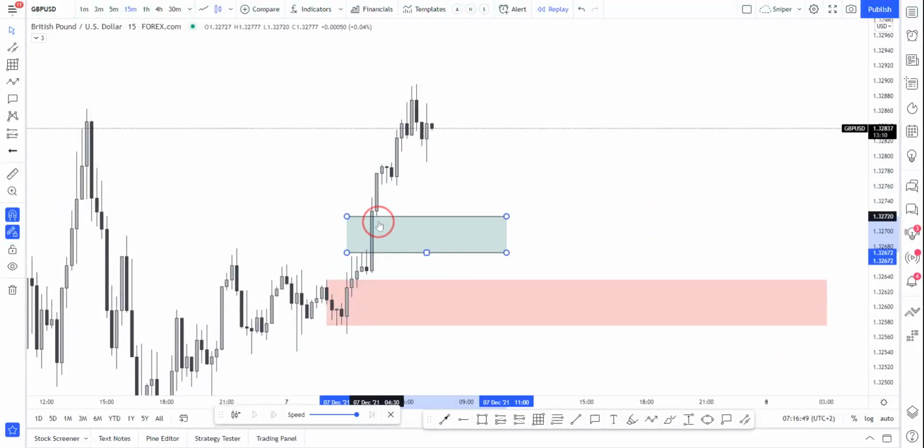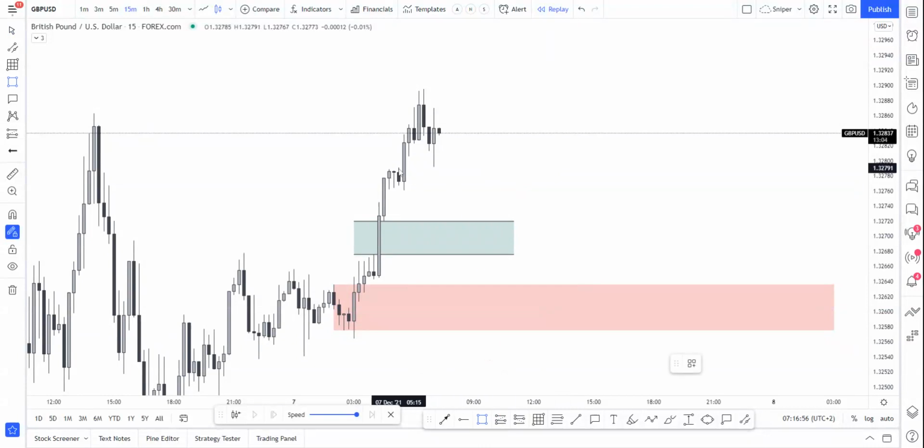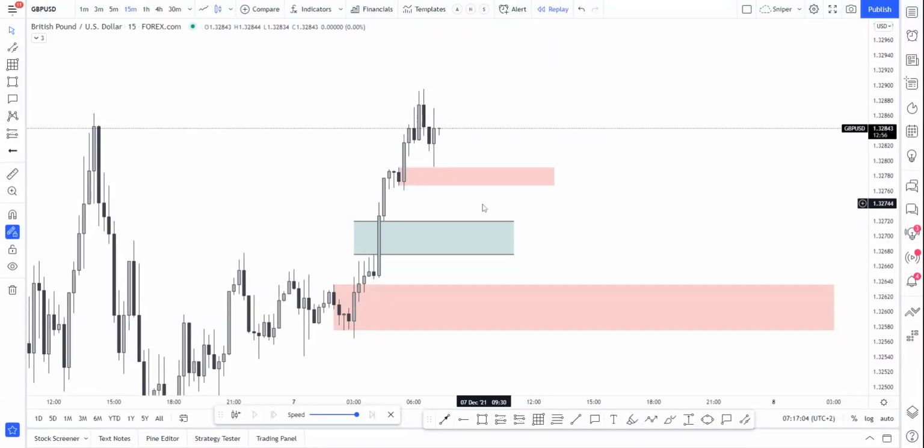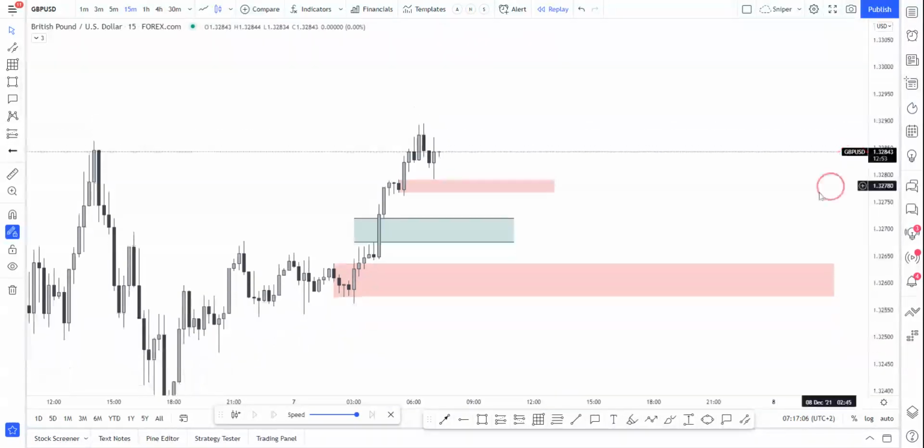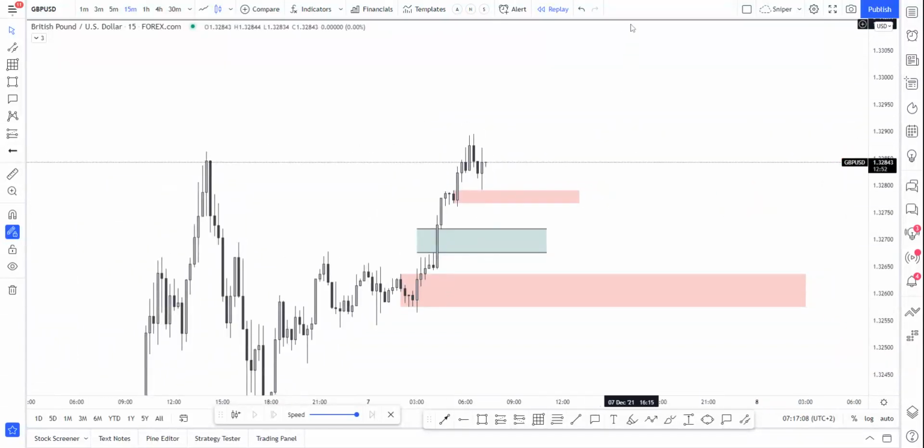So I would then refine this to the 15-minute imbalance over there. That's then important for me. We can already see the price is mitigating and respecting most recent order blocks. So it's quite tricky. We'll have to see what happens in the session openings to see if we get a retracement and then a continuation up. The chances are very good.